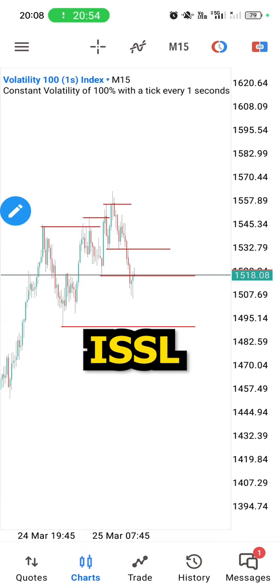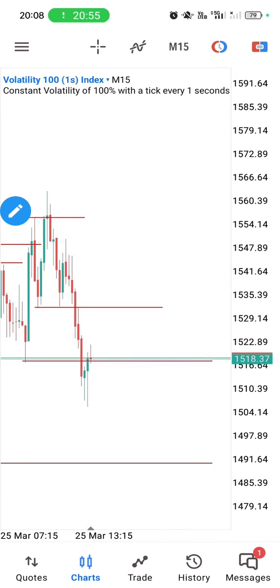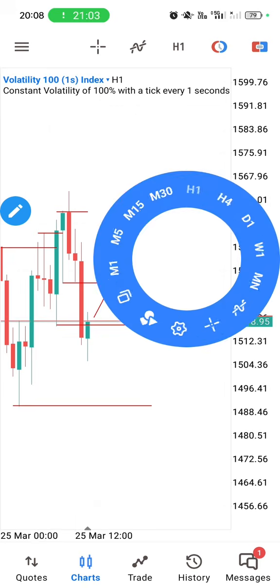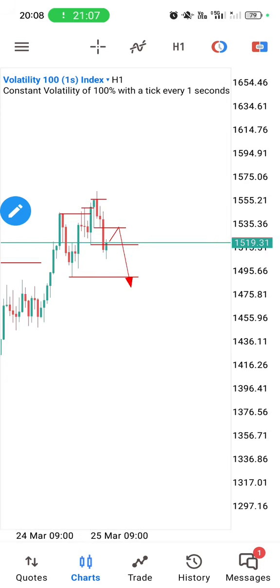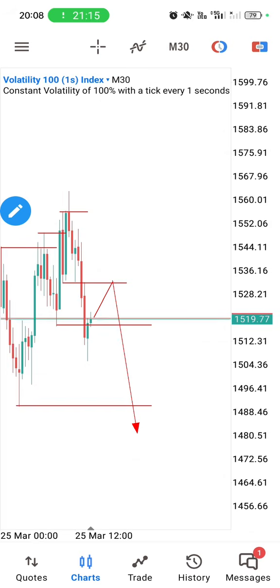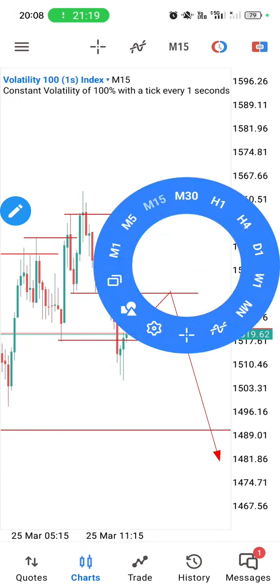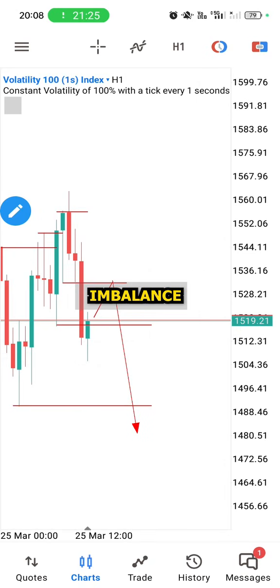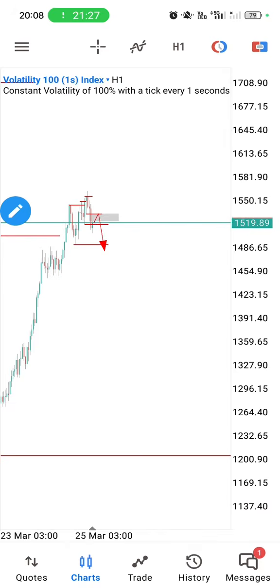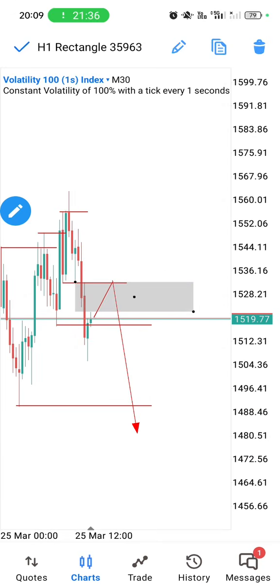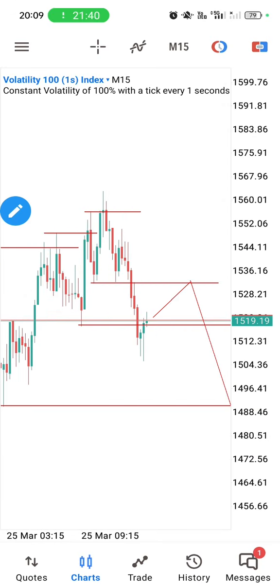So when it shoots down, it has to shoot down to that internal sell side liquidity, and it has to retrace back to the fair value gap and then shoot down. There is that fair value gap, or an imbalance, that it has to fill, and immediately after it fills that imbalance, it has to dip down to the internal sell side liquidity below that low.